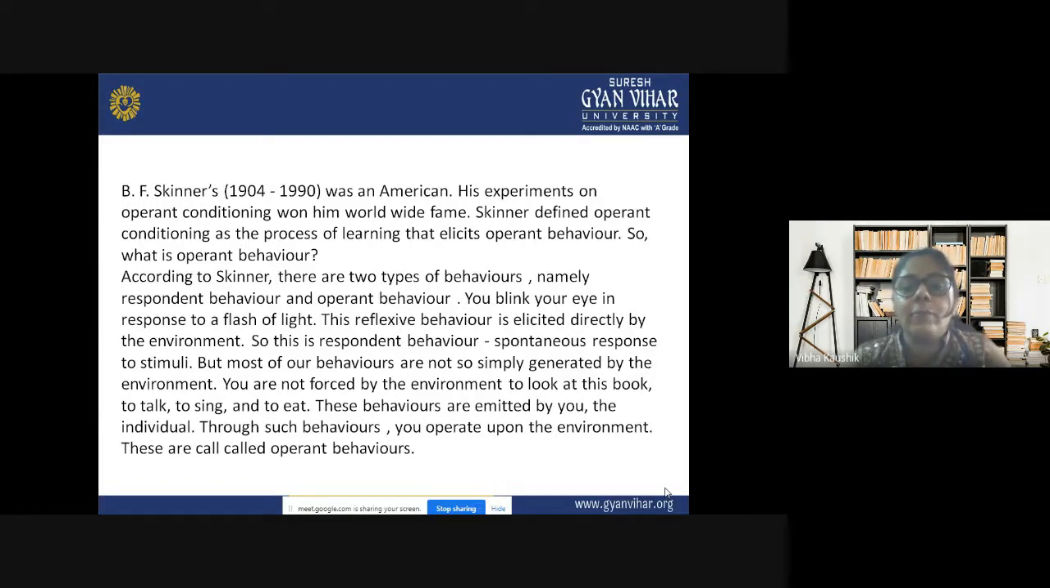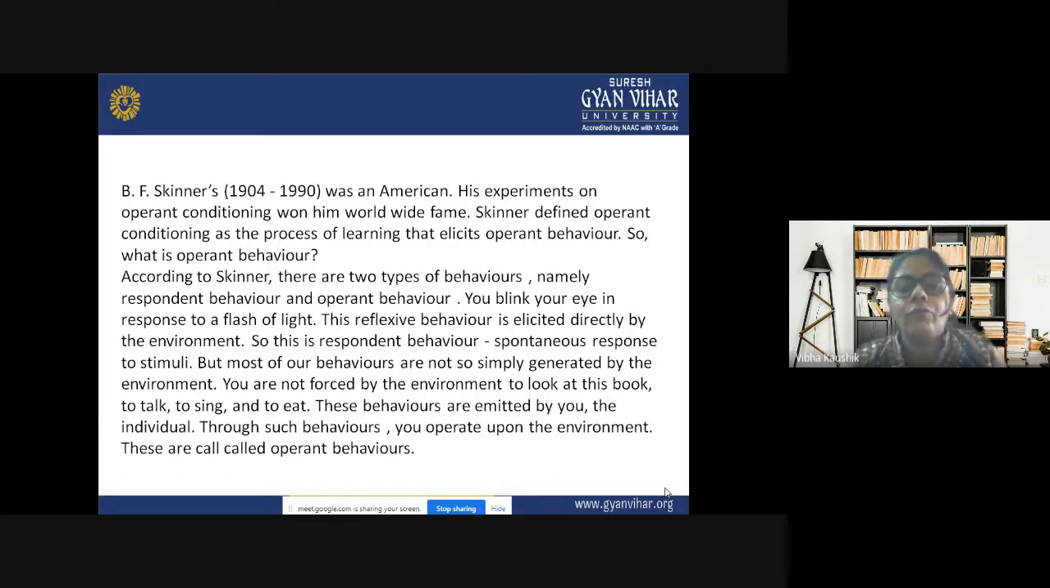This reflexive behavior is elicited directly by the environment. So, this is respondent behavior, a spontaneous response to stimuli. Here the stimulus is the flash of light and the spontaneous response is the blinking of eyes. But most of our behaviors are not so simply generated by the environment.